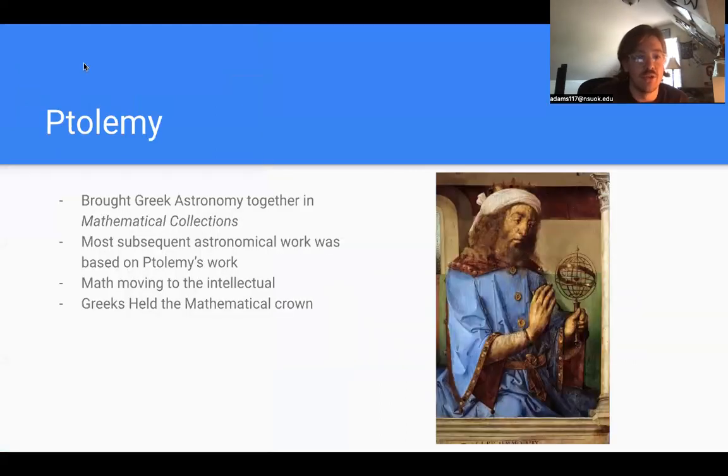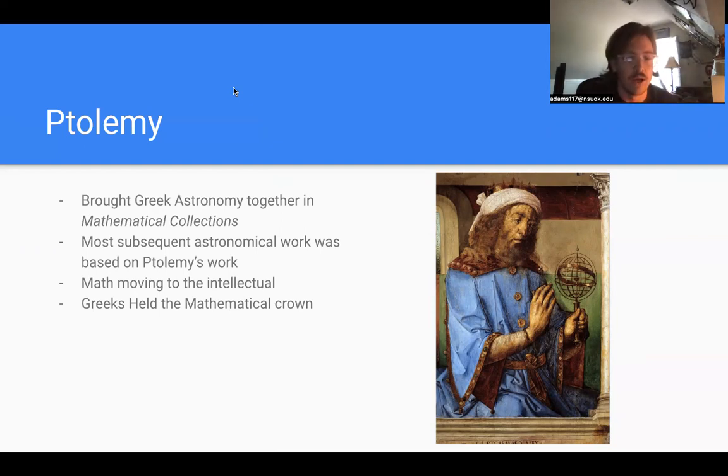Then we get to Ptolemy, who really brought Greek astronomy together in the mathematical collections, starting to collect all of these ideas that they've been working on for all these years. And most astronomical work after Ptolemy was based on his work. And we have a picture of him over here.